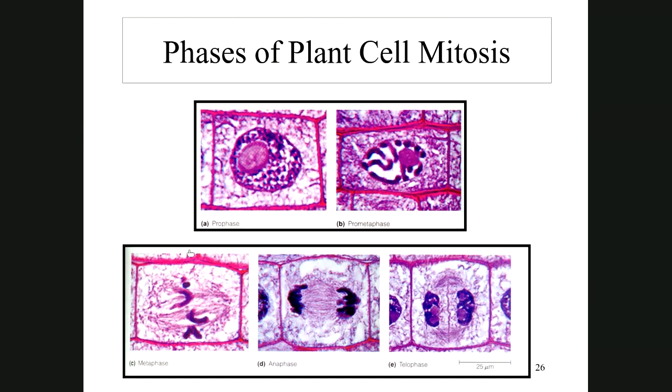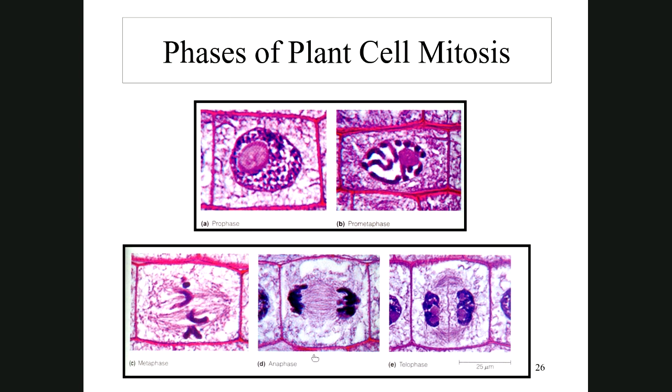Now, one thing about plant cells is they do not have centrioles. So the centrioles are not at the poles. There are no centrioles there, but they still form microtubules from one pole to the other, from one side to the other. And in metaphase, the chromosomes are lined up in the middle.